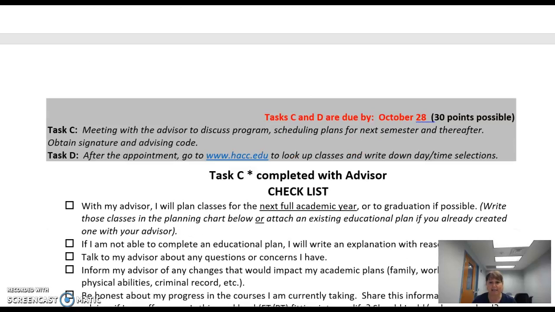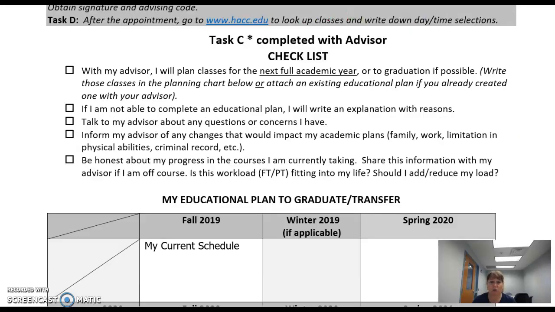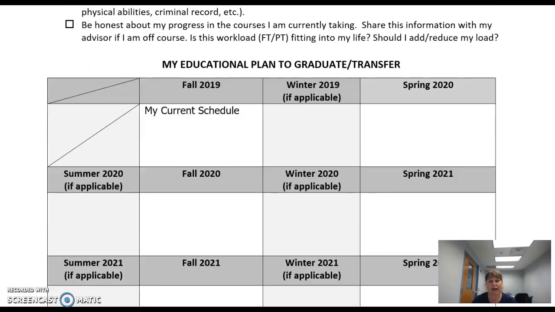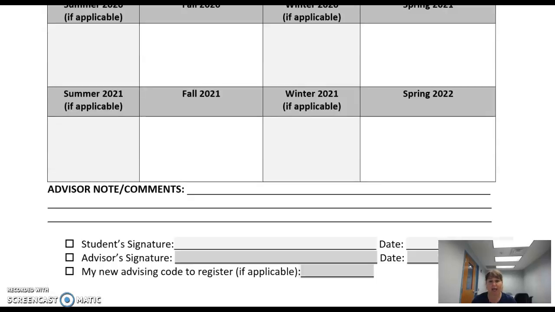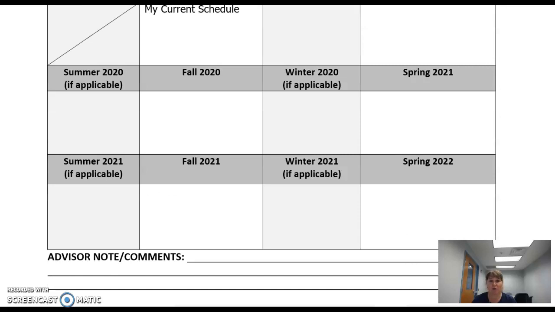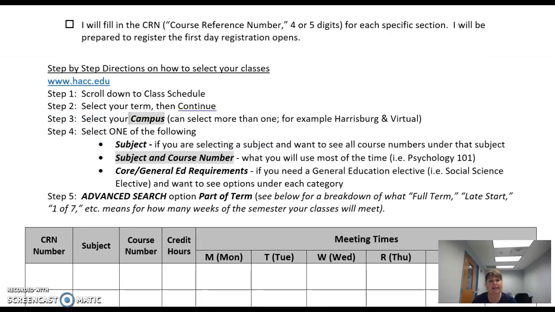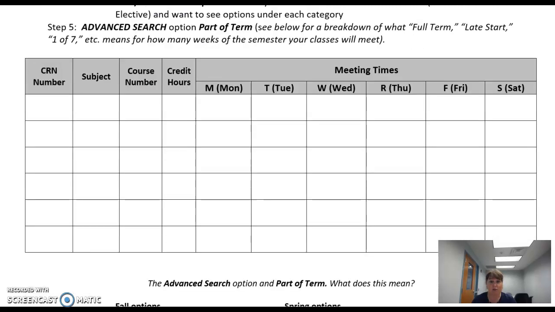Then in the second step, which is due by the 28th, you're going to actually go and meet with your advisor. Again, for some of you, that might end up being a virtual meeting, not an actual face-to-face meeting. You'll meet with your advisor, and they'll help you work through not only your current schedule, but what classes you should be taking moving forward. And then task D is where you should be looking at the spring course registration schedules and coming up with a schedule for the spring.